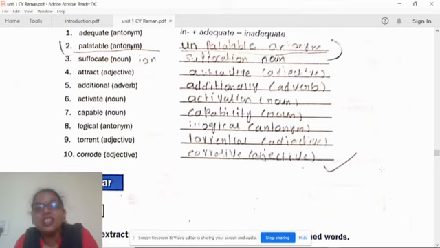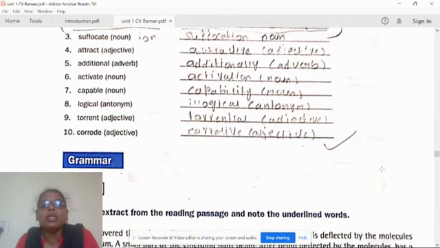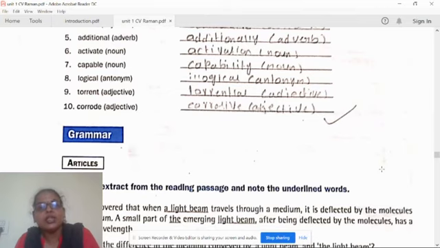By adding ive, attractive. Next one is additional. You have to change it into an adverb, that is additionally. Next, activate. You have to change it into a noun. You can do that by writing ion, activation. Next, capable. You can change this into a noun by adding ity, capability. Next, logical. You can change it into an antonym by adding the prefix il, illogical. Next, torrent. You can change it into an adjective by adding ial, torrential. Next, corrode. You can change it into an adjective by writing the corrosive form.